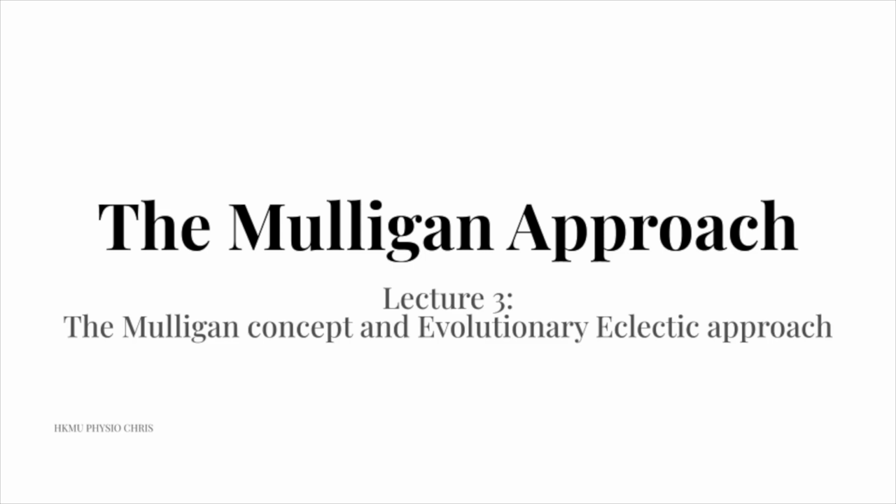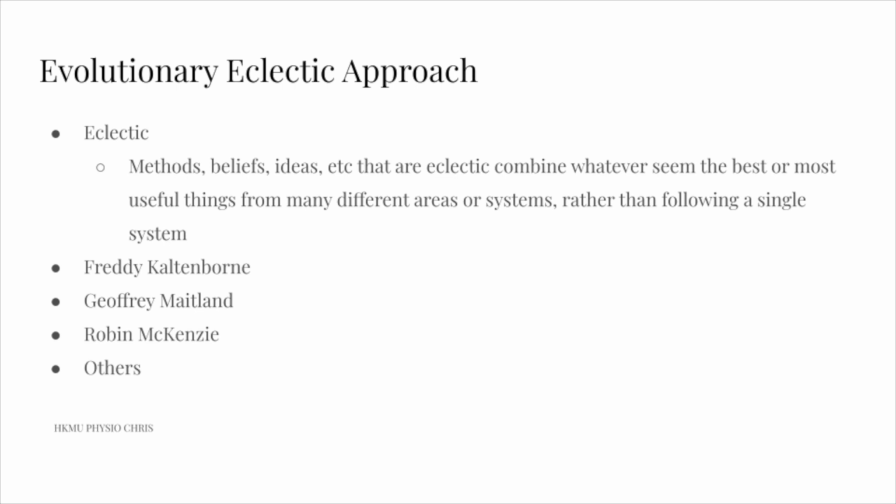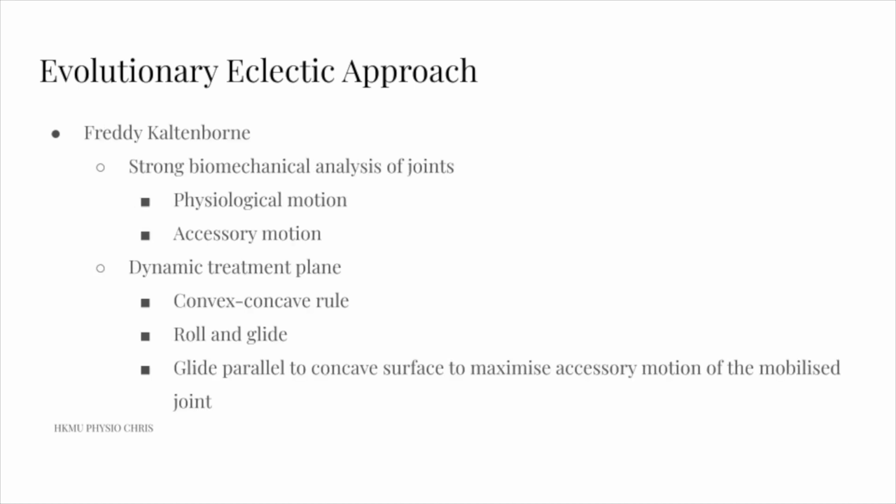So welcome to the third lecture of the Mulligan approach, the Mulligan concepts, and the evolutionary eclectic approach. So we'll talk about the evolutionary eclectic approach, meaning that the Mulligan concept builds on the work of the predecessors of other fields of manual therapy, such as Frederick Kaltenborn, Geoffrey Maitland, Robert McKenzie, and others. The Mulligan concept will take certain concepts from the predecessors and integrate them into the Mulligan concept. So we're starting with Frederick Kaltenborn.